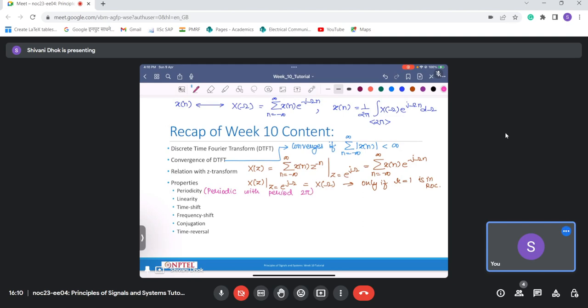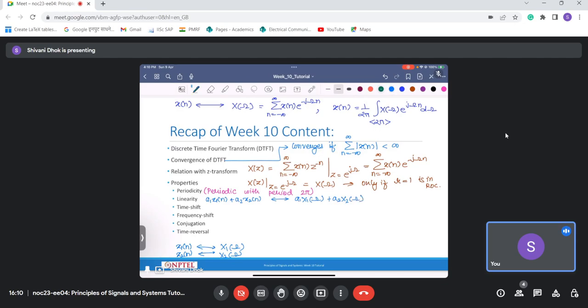The next property that was discussed was the linearity property. Suppose x1[n] has a Fourier transform X1(omega), and x2[n] has DTFT X2(omega). Then the linearity property says that a1 x1[n] plus a2 x2[n] will have a Fourier transform a1 X1(omega) plus a2 X2(omega).